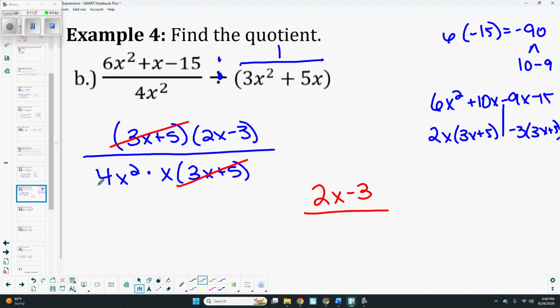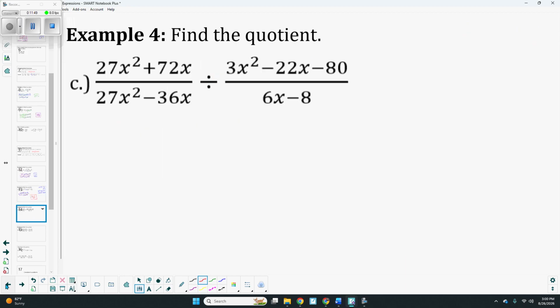And I am actually going to simplify this because these are factors that can combine. As long as it's not a binomial, I'm going to combine them. So 4x squared and x is 4x cubed. That'll be the only time I really simplify the denominator like that, when it's an x times an x that's left.